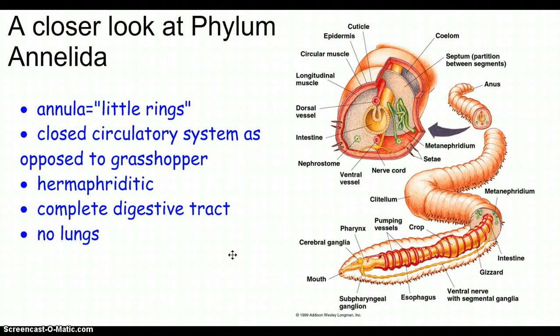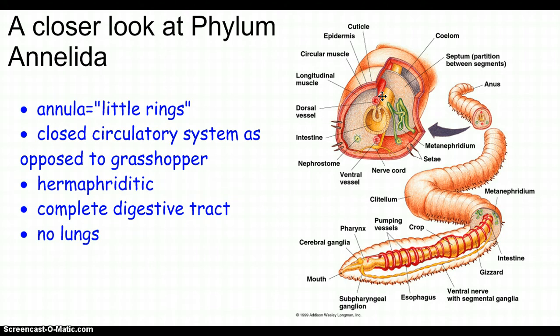All right, so the annelids, all these little rings here, are actually named after the word annula, which is Latin for little rings. They have a closed circulatory system as opposed to the grasshopper, so they have blood vessels. You're going to see one on the back and you're going to see one on the ventral surface. And so blood is carried through these dorsal blood vessels.